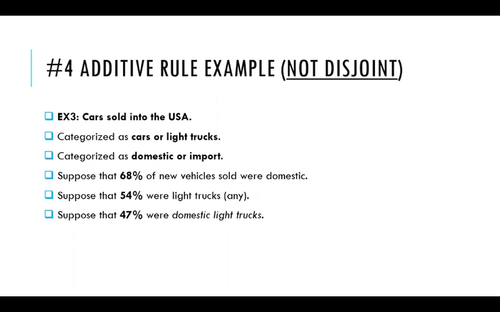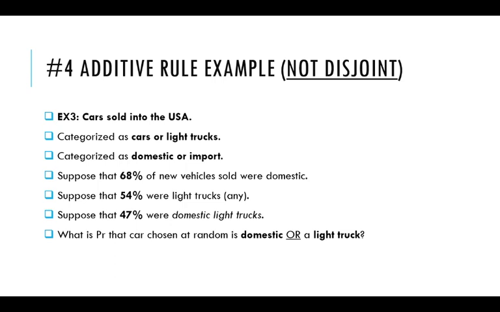47% were domestic light trucks. So specifically light trucks that were made in the United States. Take a look at that data for just a second. We've got 68% of our new vehicles are domestic. We know that 54% of vehicles sold were light trucks. They could be domestic, they could be imports, and 47% were domestic light trucks. So very specific information. We want to know what's the probability that a car chosen at random is domestic or a light truck. Okay, so we're using the same equation that we've been working with.